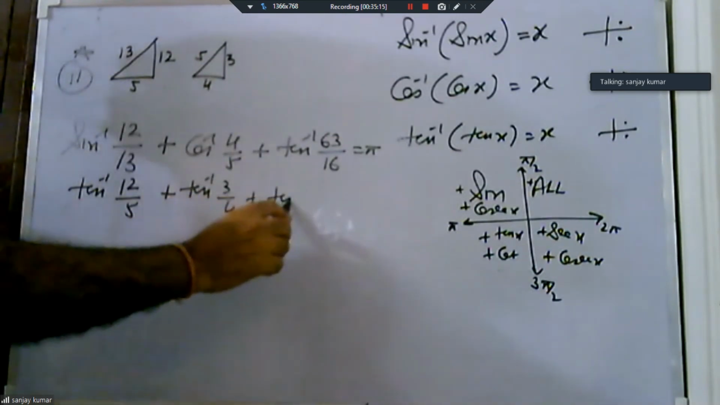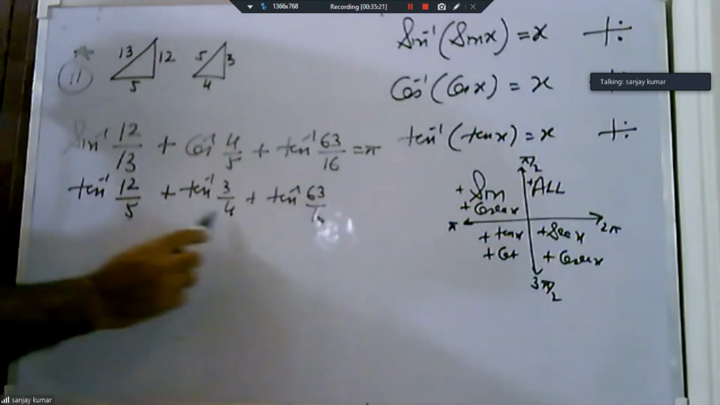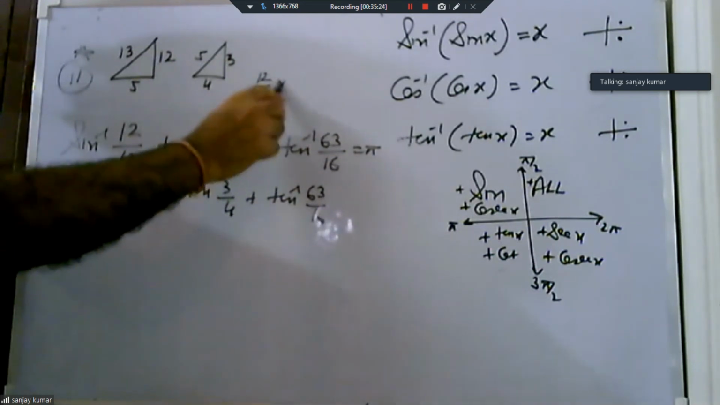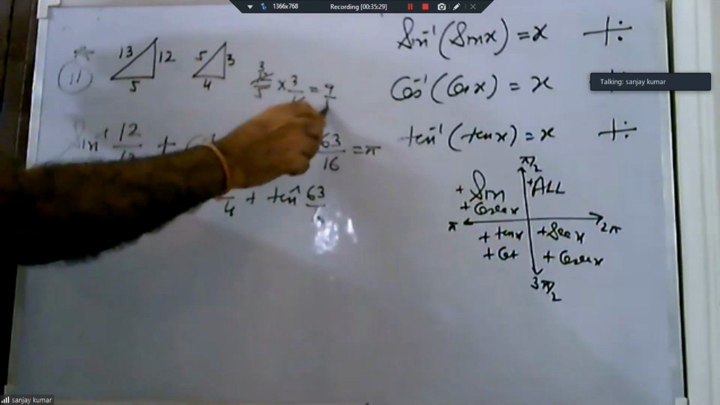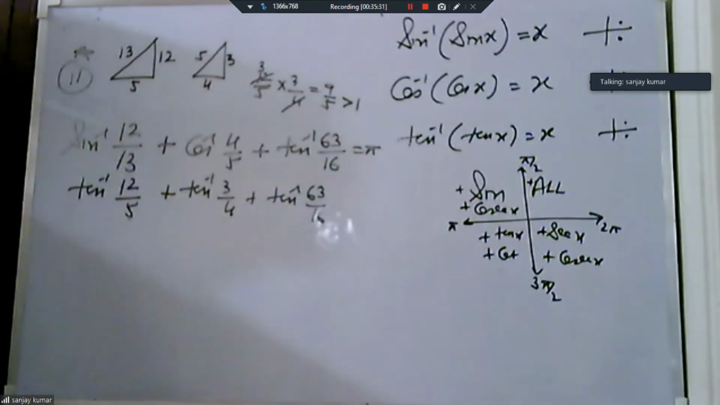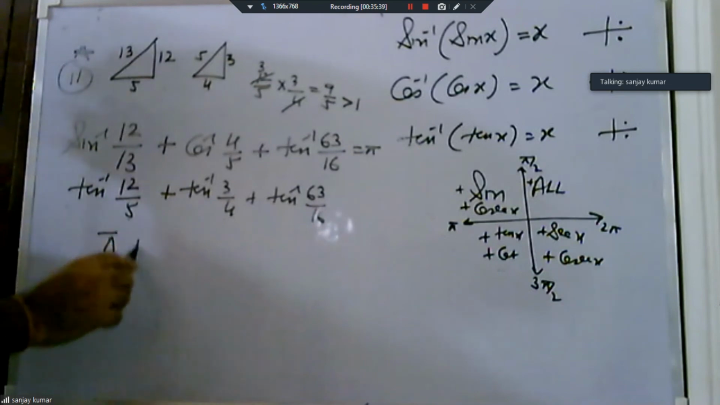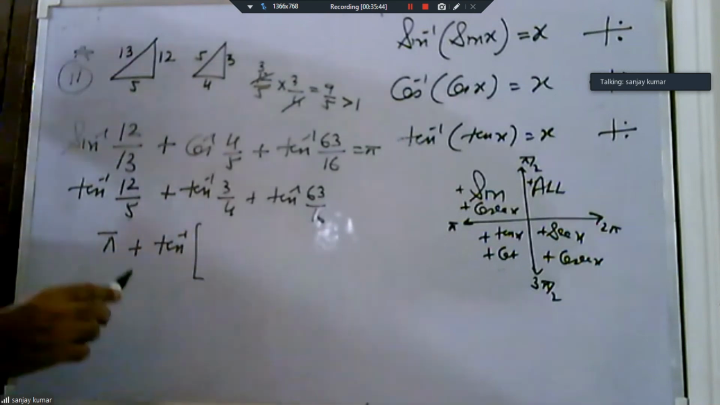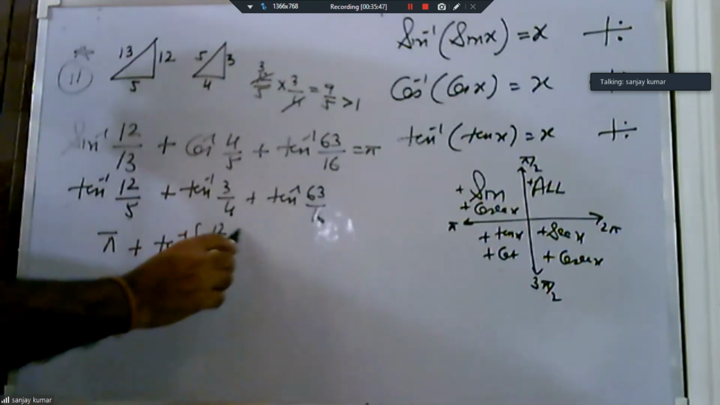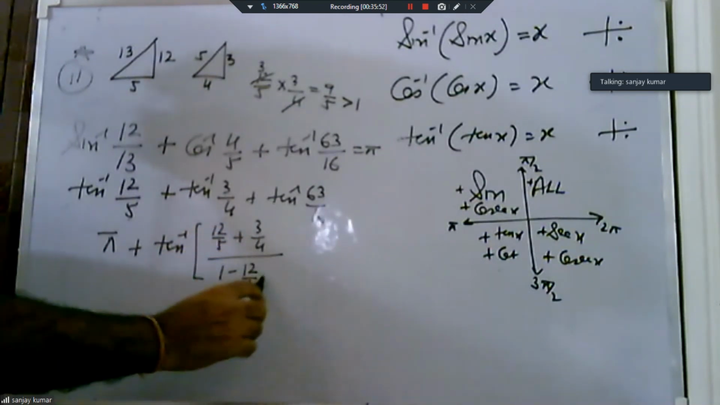So all the numbers we convert into tan inverse. But what problem do we face? That is x into y, 12 by 5 into 3 by 4. 4 3s are 12, so 9 by 5, which is greater than 1. So the problem is that xy is greater than 1, so we use the formula pi plus tan inverse of x plus y upon 1 minus xy. So 12 by 5 plus 3 by 4 upon 1 minus 12 by 5 into 3 by 4.